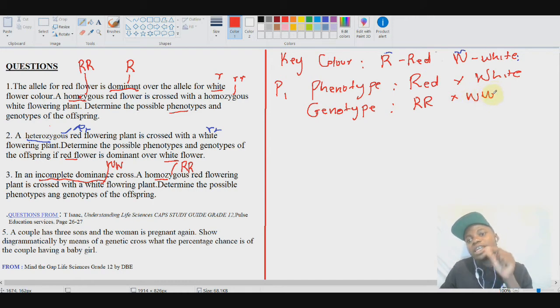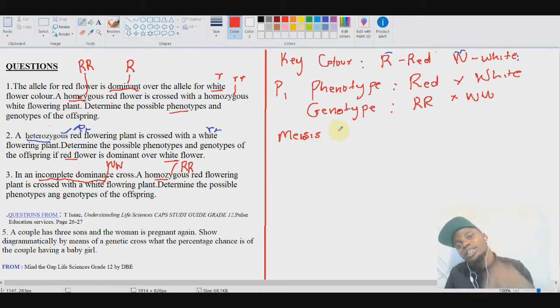Then remember the next step from here. These parents will form gametes through the process of meiosis. So the next step here is to write that meiosis is going to take place. That is a mark, to indicate meiosis. Please don't lose those marks, to represent P1 or parents. Now, the next step is to have gametes.